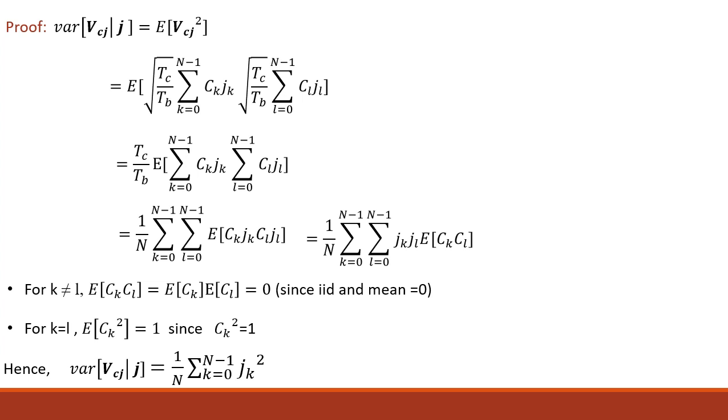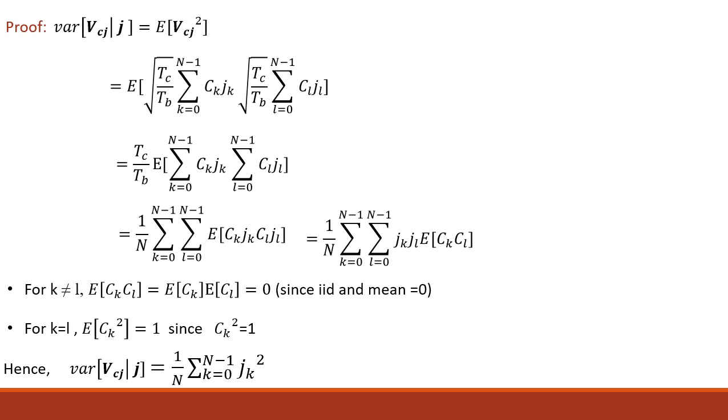So the proof for determining the variance of Vcj is not provided in the textbook. For those who are interested, we can prove the variance of Vcj given j as summation 1 by n summation k going from 0 to n minus 1 jk square by following this step. As I said earlier, since the mean is 0, the variance will be equal to the mean square value. So the variance expression can be written as the mean square value, or expected value of Vcj square.